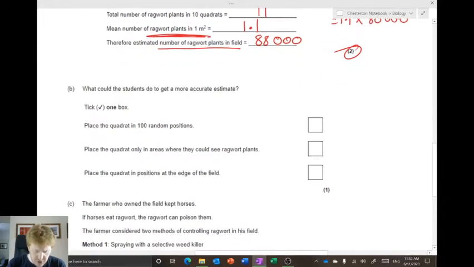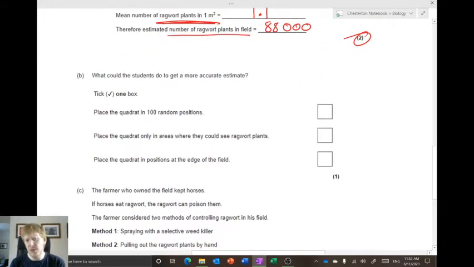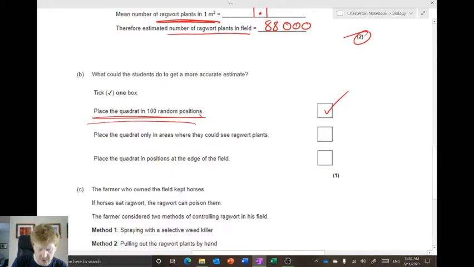How could the students get a more accurate estimate? We just went through this. Place the quadrat in 100 random positions, place the quadrat only in areas where they could see ragwort plants, or place the quadrats in positions at the edge of the field. Remember, randomness is what we want. We always want randomness to get more accurate data. So of course we're going to place them in random positions.